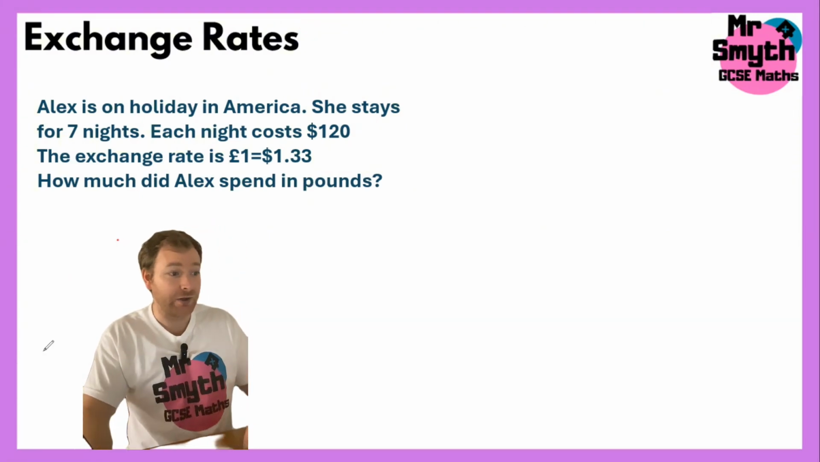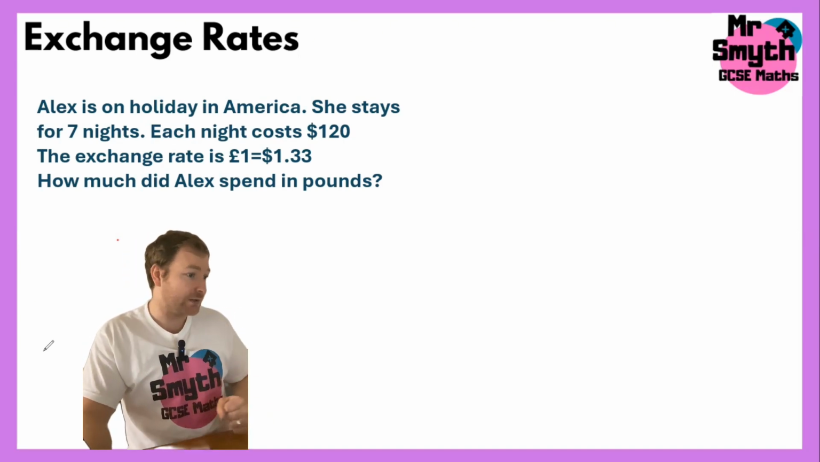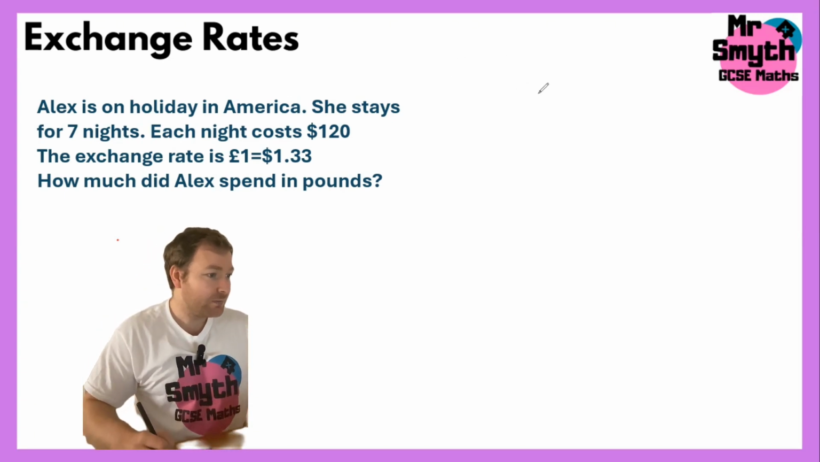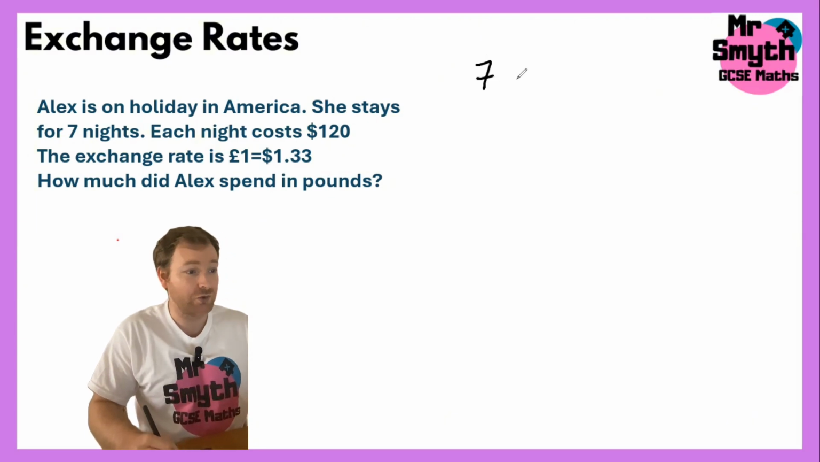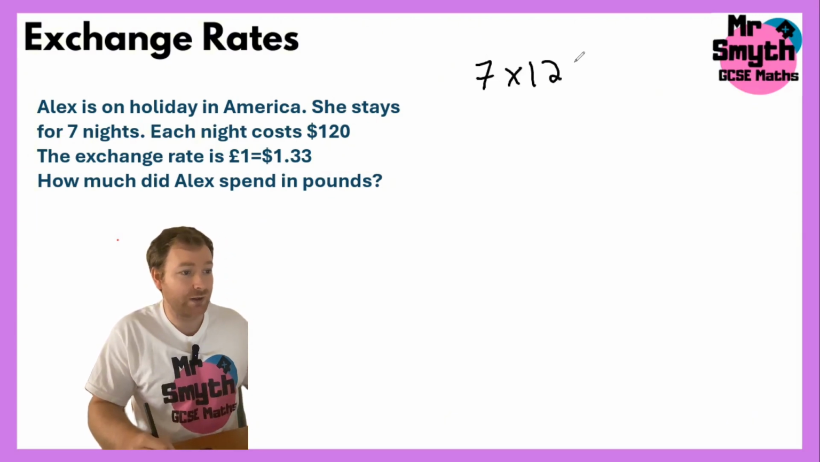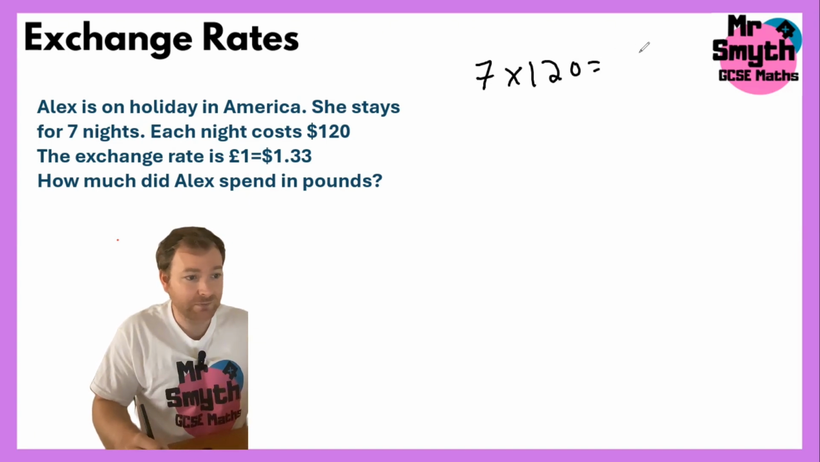So it says Alex is on holiday in America and she stays for 7 nights. Each night costs $120. This is the exchange rate. And how much does she spend in pounds? Well, that's for 7 nights, isn't it? So let's calculate how much the holiday is in total. So let's do 7 times by $120. So that is going to be $840.